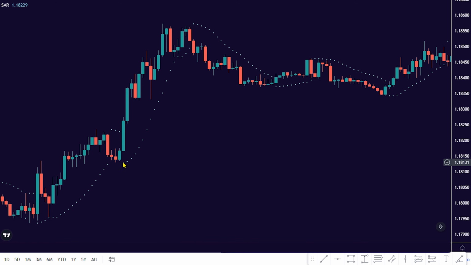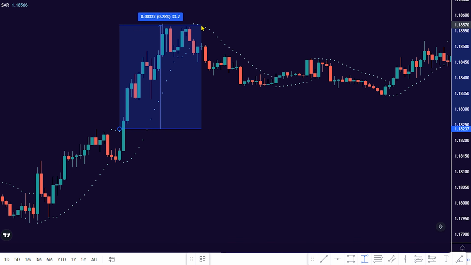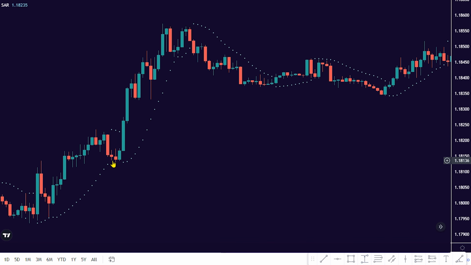Stop loss can be below the first dot formation of the Parabolic SAR indicator. We can trail our profit to each bearish pullback of the first Parabolic SAR indicator dot formation, or simply set a profit target level. We can see how the Parabolic SAR indicator helps to detect the continuation of this bullish trend.